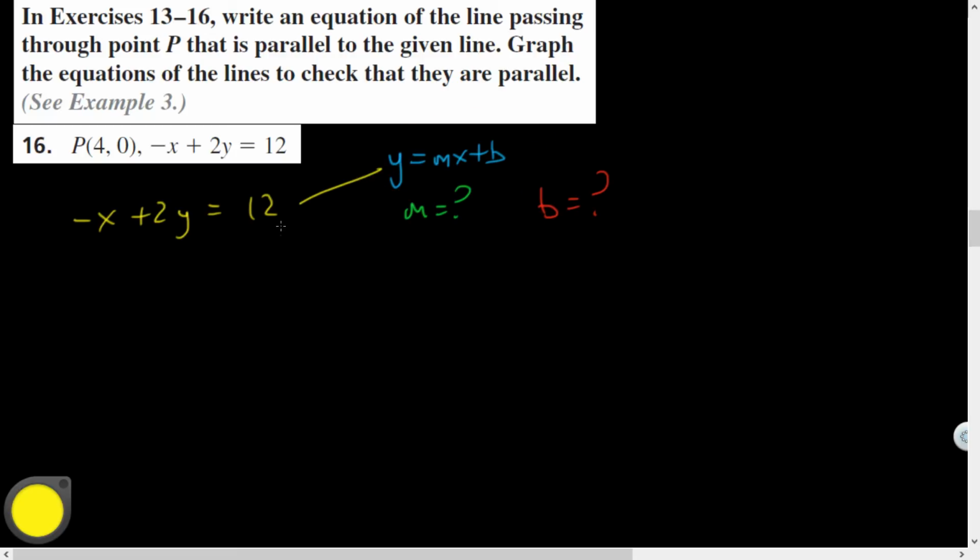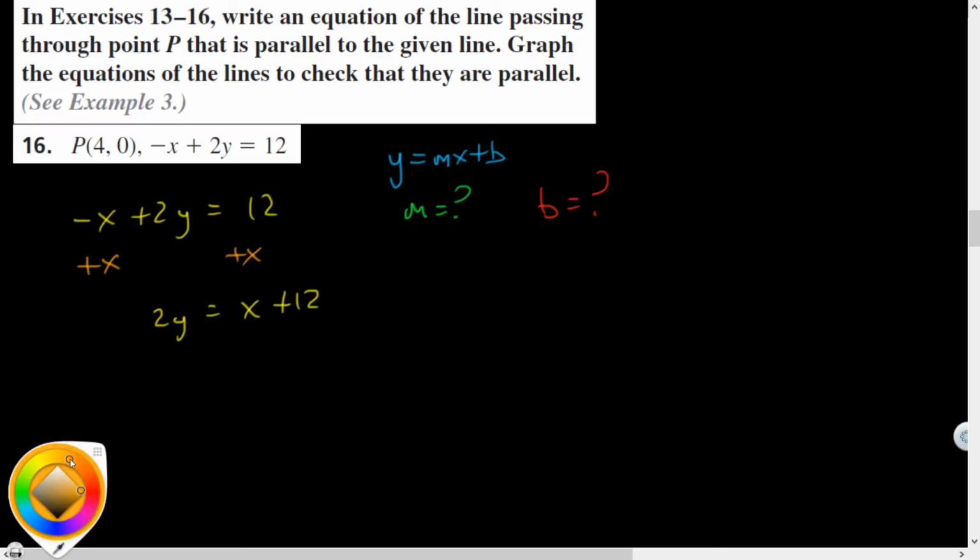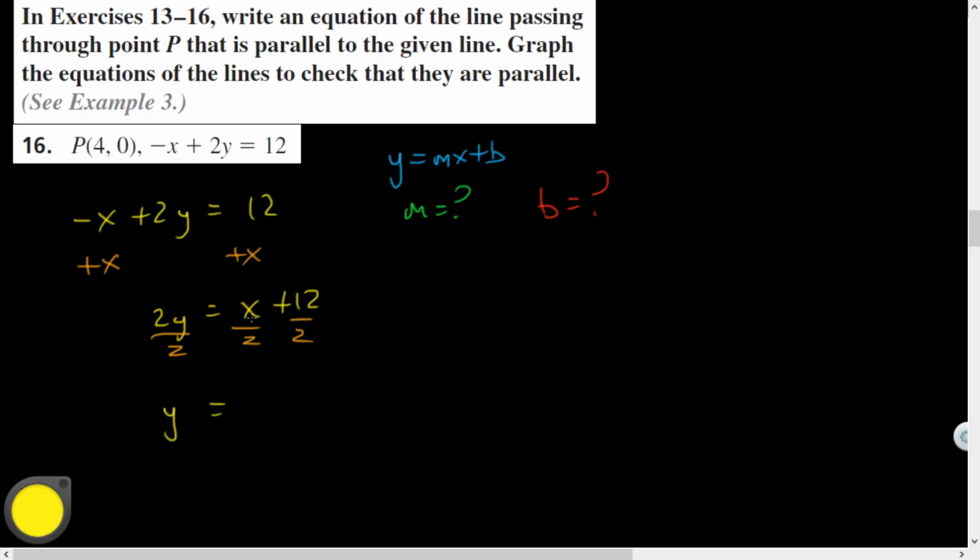To get that into slope-intercept form, I've got to solve for y. So watch this. Add x to both sides. I will get 2y is equal to x plus 12. How could I solve for y? Divide everybody by 2. And so I'll get y equal to, wrong color, I love using these colors here, I'm going to write this as 1/2 x plus 6.